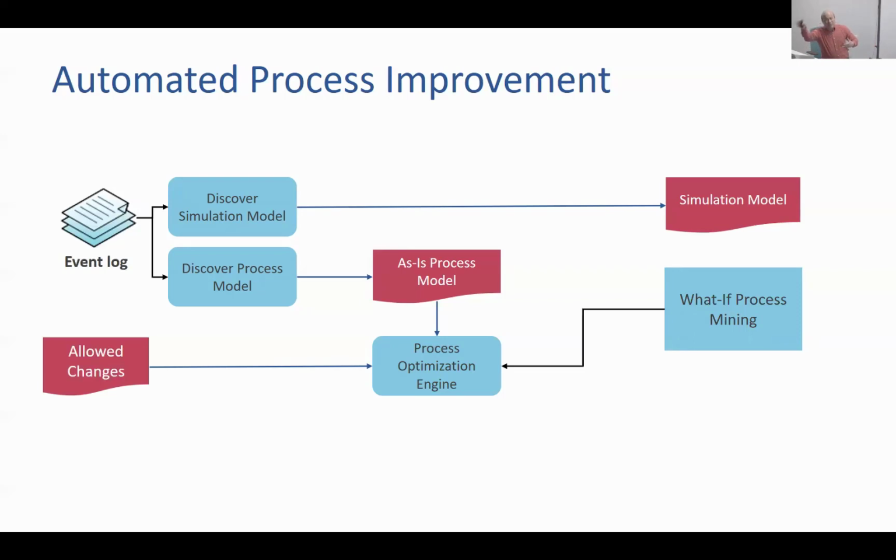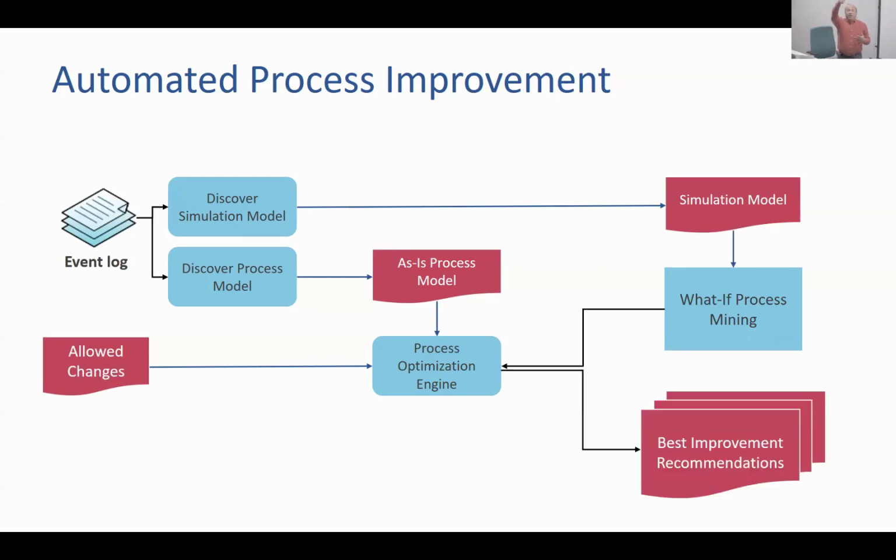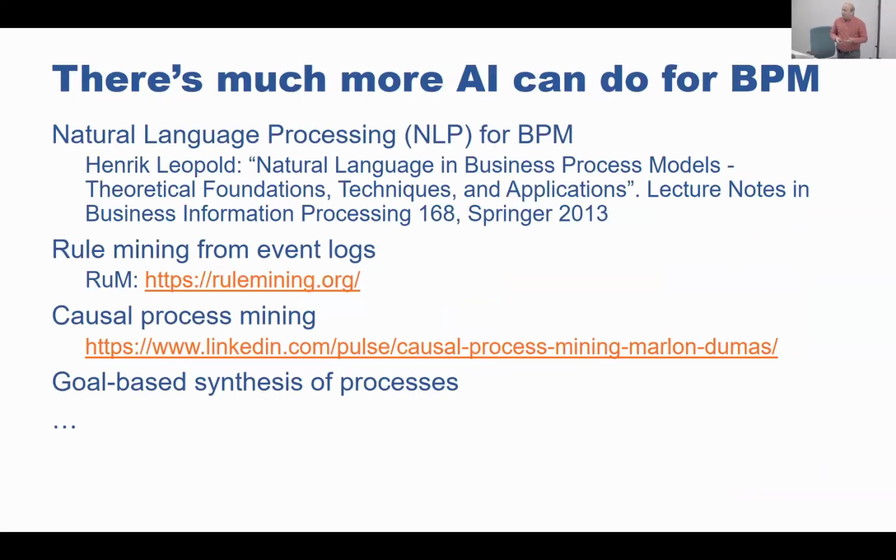So what if we reallocate resources? What if we change the order of the tasks? Then I can use the simulation model I automatically discover from the data to evaluate how good all these alternative ways of performing the process are. And then I can feed that back into the optimization engine to determine what is the optimal way of doing it.